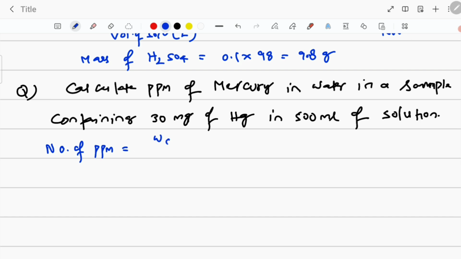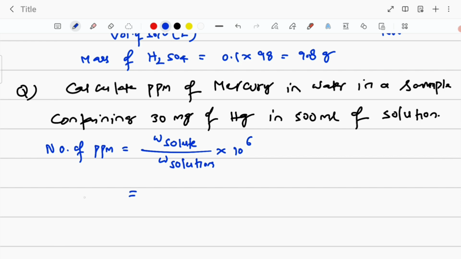So number of ppm, that is parts per million, you can write as weight of solute by weight of solution. Remember, in a few books it is given as weight of solute by weight of solvent. Whether you write solution or solvent, you will not get much difference because these are very dilute solutions. Sometimes we take even solvent as solution directly because of the negligible amount of solute here.